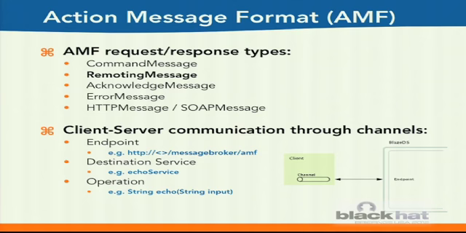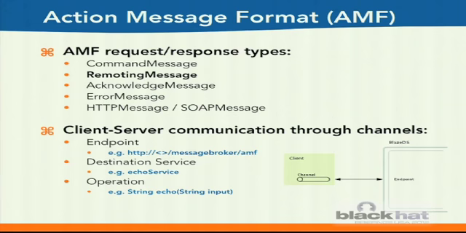Speaking about AMF, for the content of this presentation, we need to know that there are several request and response types. What matters here is the specific type, which is the remoting message that allows, as I mentioned, RPC communication between a Flex client and BlazeDS in this case. Each communication channel can be defined and specified by 3 items: an endpoint, which is a URI, which is basically the entry point for the AMF messages.